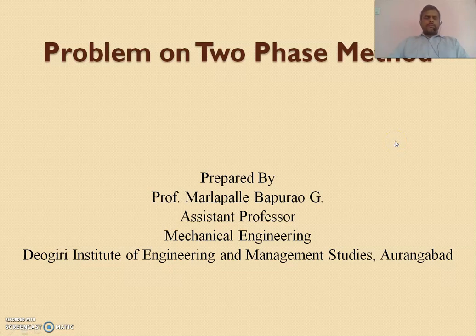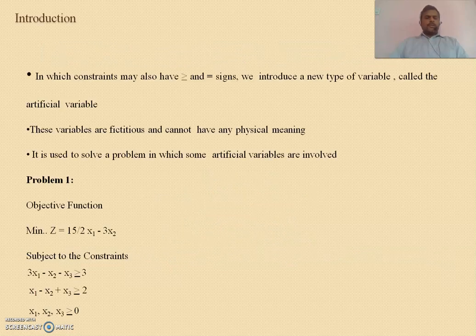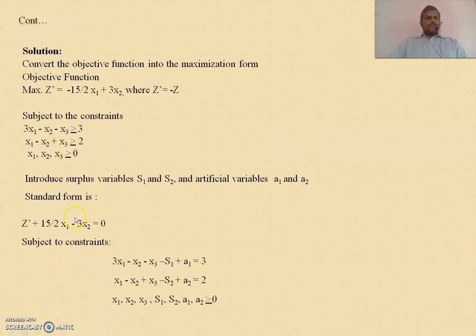Good afternoon, friends. Our today's session is on two-phase method and BGAM method. Here you will see constraints will be these two, greater than or equal to signs. This is our problem. Here objective function is z equal to 15 by 2 x1 minus 3 x2, and these are the constraints for this particular objective.